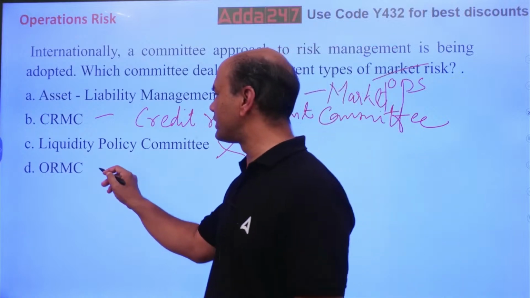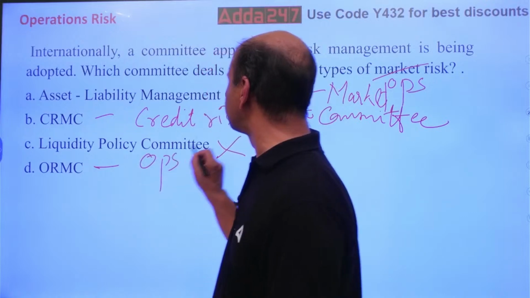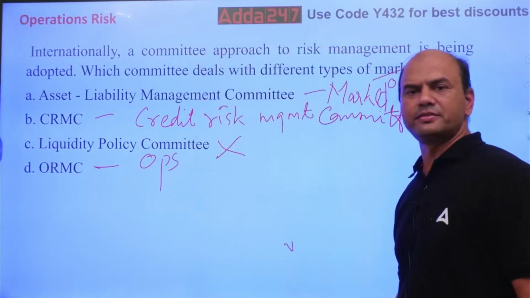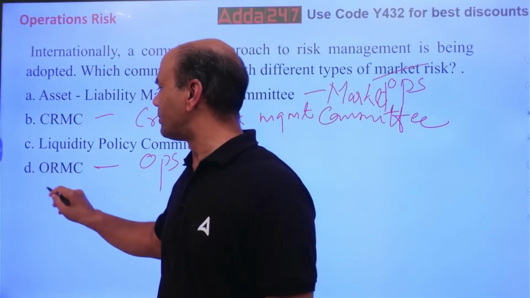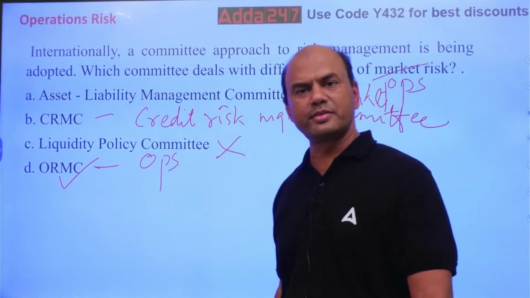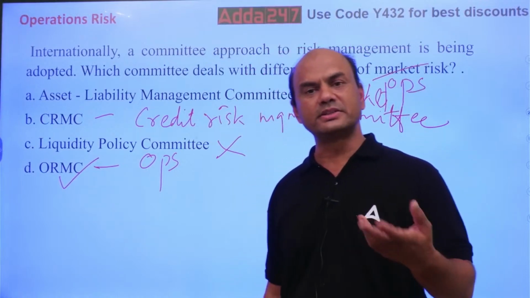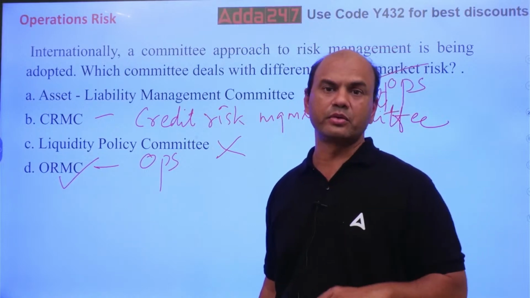ORMC. ORMC means the same full form, only it is Ops: Operations Risk Management Committee. Operations risk is looked after by ORMC. Credit risk is looked after by CRMC. Market risk is looked after by ALCO.